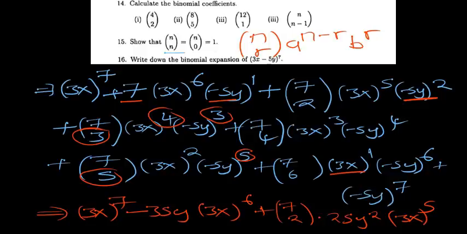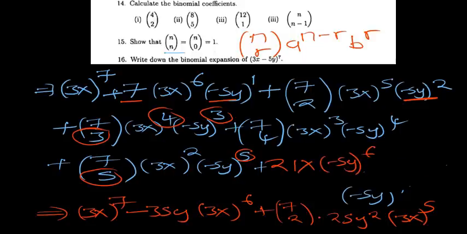7 times the 3 there just gives you a 21. So you have 21x multiplied by negative 5y to the power 6. And then the last part, of course, is negative 5y to the power 7.